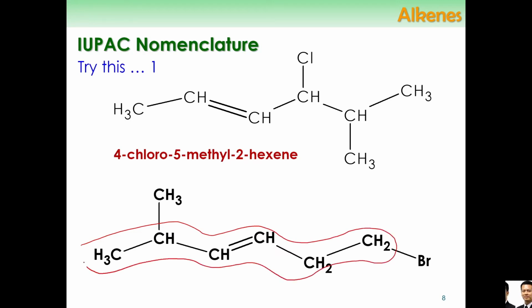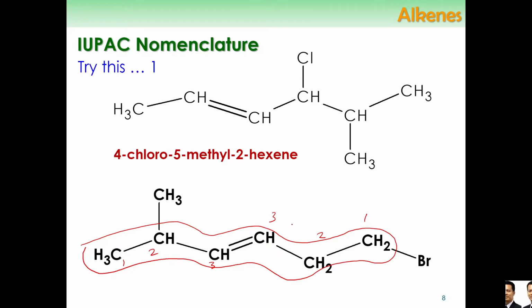Okay, this is the longest chain. But what about the double bond? Is it closer to the right or closer to the left? So 1, 2, 3. Okay, the double bond we can see at carbon number 3. If we start from here, 1, 2, 3. So now you have the same position of the double bond whether you count from the left or from the right. So what's next?